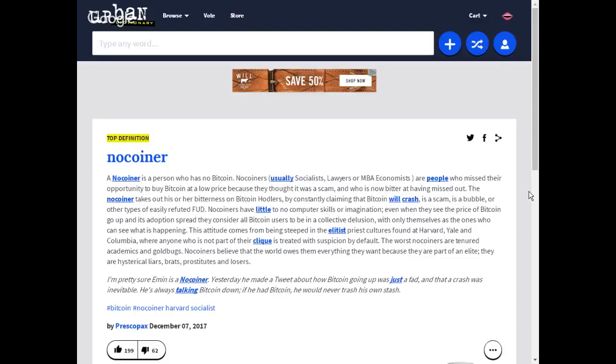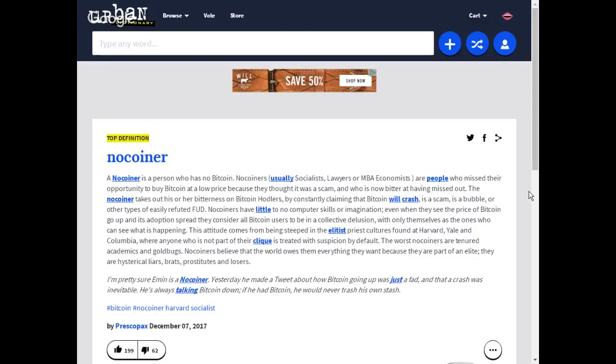The worst Nocoiners are tenured academics, oh goodness, gold bugs. Nocoiners believe that the world owes them everything they want because they are part of an elite. They are hysterical liars, brats, prostitutes, and losers.